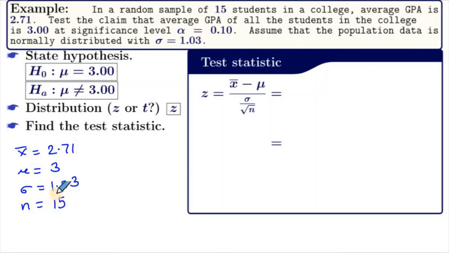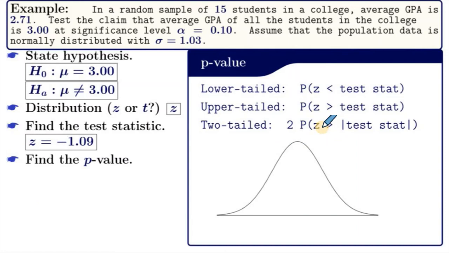Now we put everything together in the formula. So we get our X bar is 2.71 minus our mu is 3 over our population standard deviation is 1.03 over square root of our N sample size is 15. So when we do this math, this whole thing comes out to be negative 1.09.